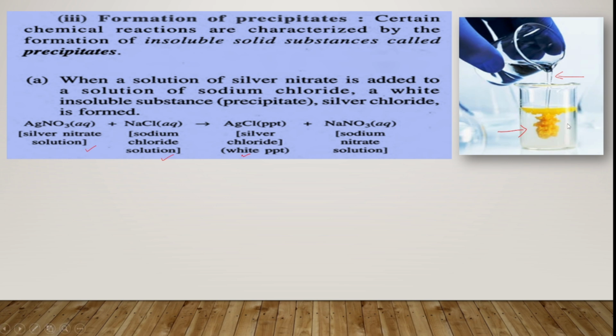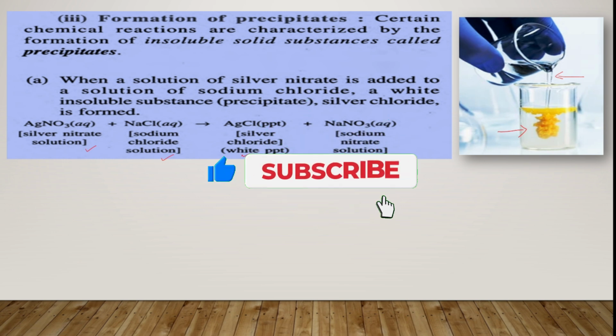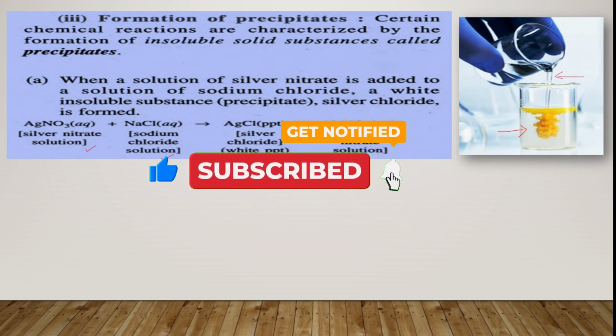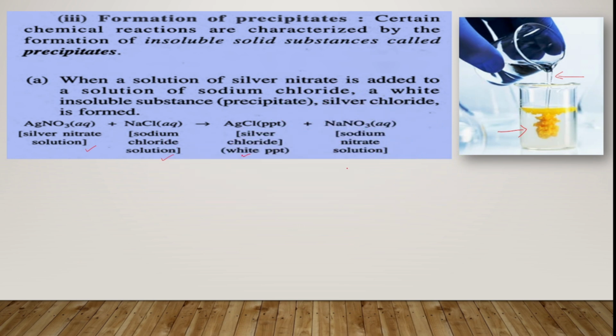So what is precipitate formation? When two colorless substances react with each other, we can see an insoluble substance is formed in the beaker or in the test tube. That insoluble substance is known as the precipitate. So by precipitate formation also we can understand that a reaction has taken place.